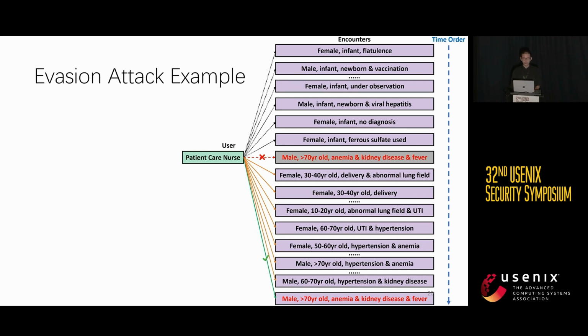So in order to disguise it, the nurse will first access some encounters of pregnant females. This will look good to the model because it is usual for a nurse of newborns to also access the information of their mothers. After several accesses, the system will gradually think that it is normal for the nurse to access other females. So the nurse will access some elder females. After multiple accesses, finally the nurse can access the target elder male without raising an alert, which is the green arrow here. This shows that our attack can gradually add new access patterns in order to bypass the detection.